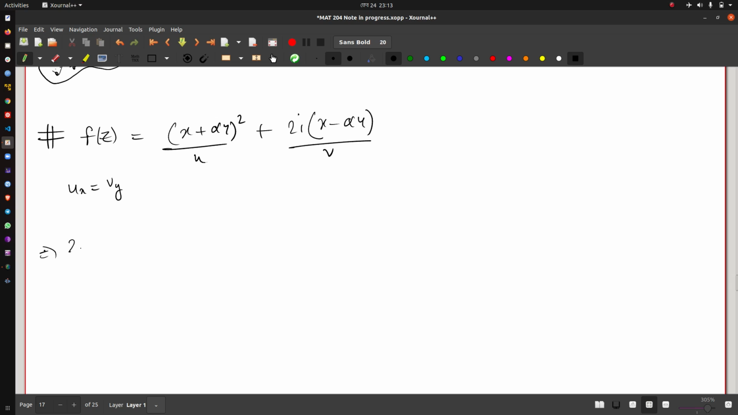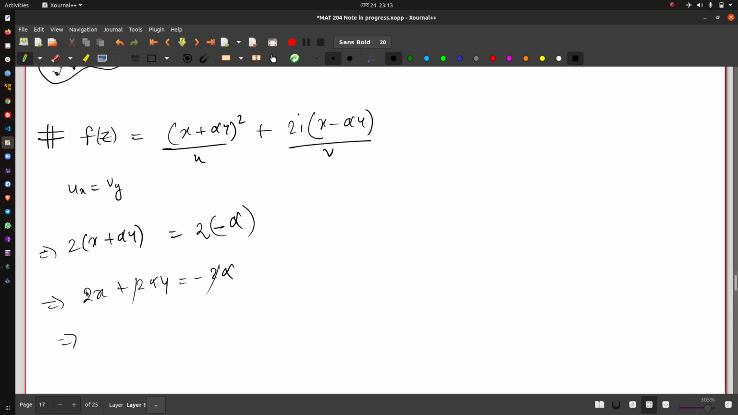Ux would be just 2x plus alpha y, and vy would be 2. You have this x gone because you are taking derivative with respect to y, so this should be a minus alpha like this, and if you solve this, this should give you 2x plus 2 alpha y is equal to minus 2 alpha. So 2 are gone like that.